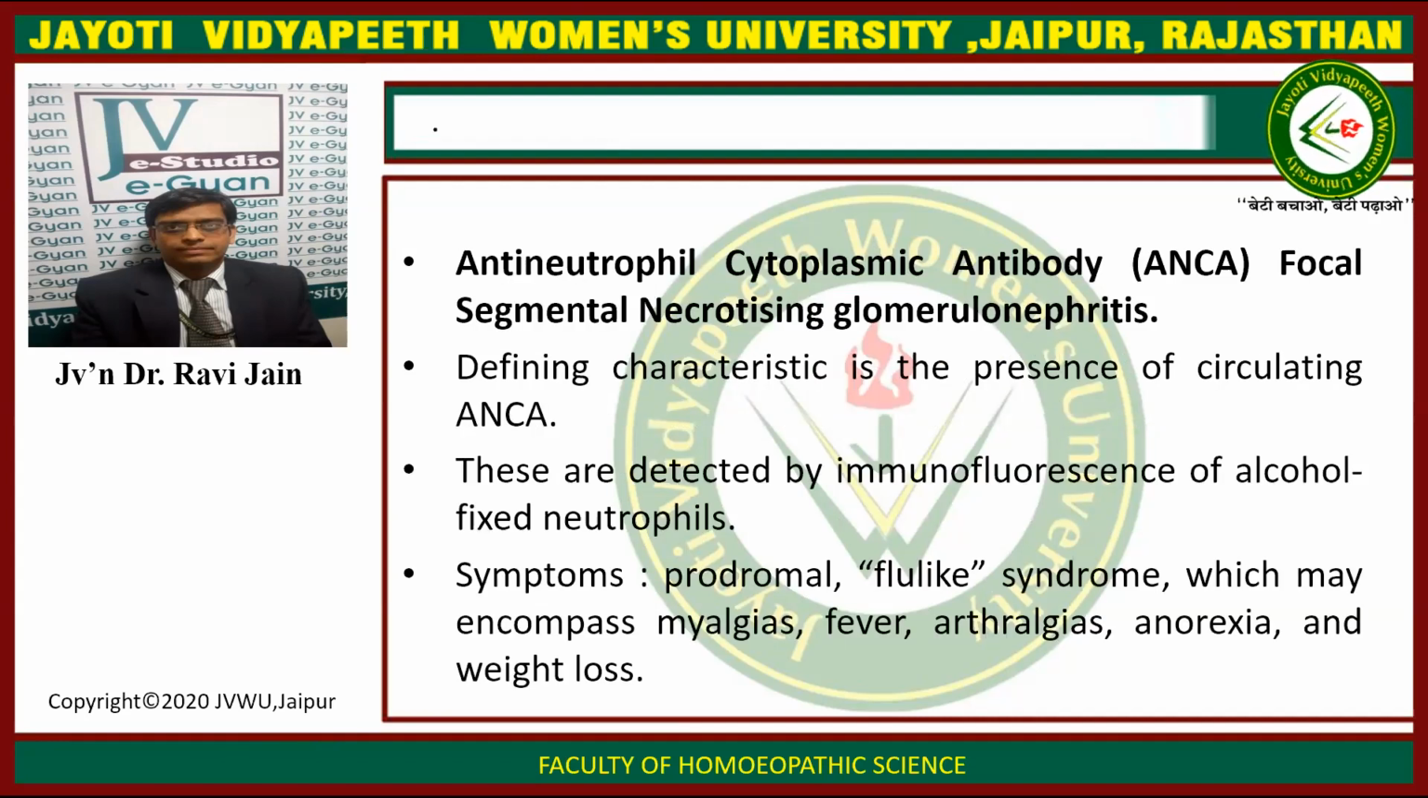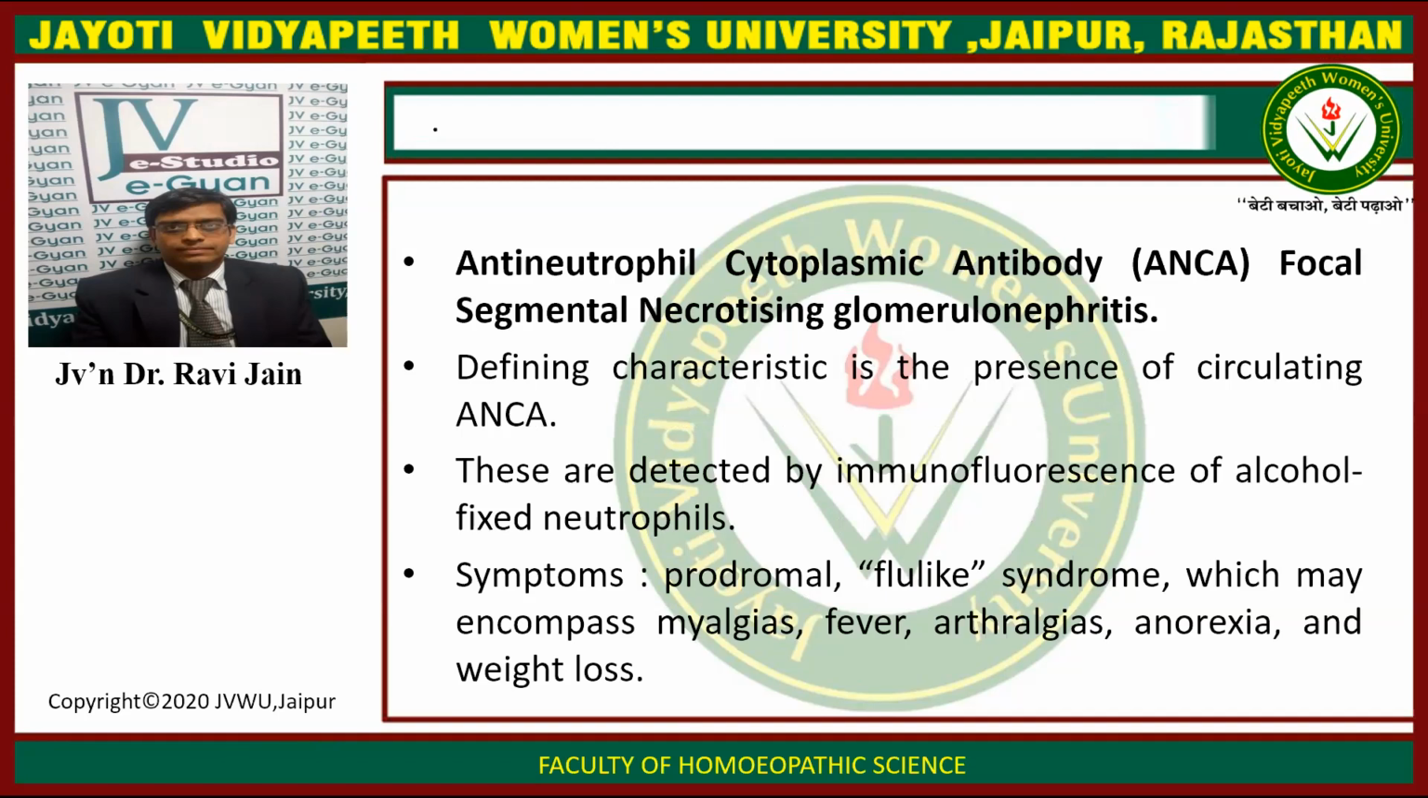Next, we come to ANCA, that is anti-neutrophil cytoplasmic antibody, or focal segmental necrotizing glomerulonephritis. This is another form of glomerulonephritis. Its defining characteristic is the presence of circulating ANCA, which is detected by immunofluorescence of alcohol-fixed neutrophils.